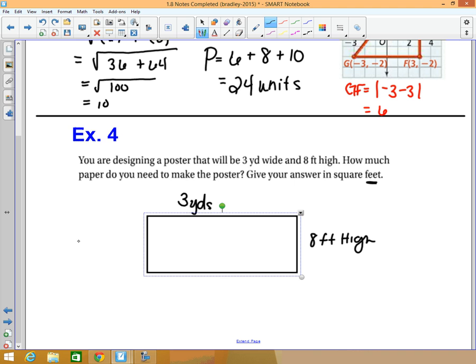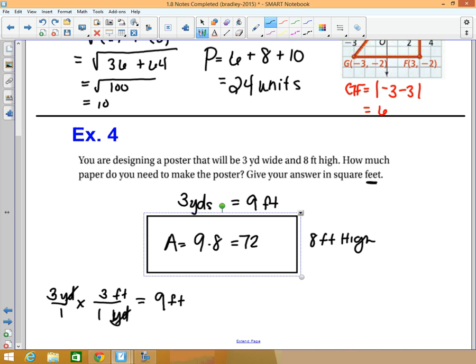But it asked for my answer in feet, so I think I need to convert yards to feet. I know there's 3 feet in a yard, so I'll use my dimensional analysis, or unit analysis, and say 3 yards over 1 times, with yards on the bottom since I'm trying to get to feet, 3 feet in 1 yard. That's how I set that up. 3 times 3 gives me 9, and yards cancel, so I have 9 feet. So area will be 9 times 8, which is 72 feet squared. 72 feet squared is my answer.